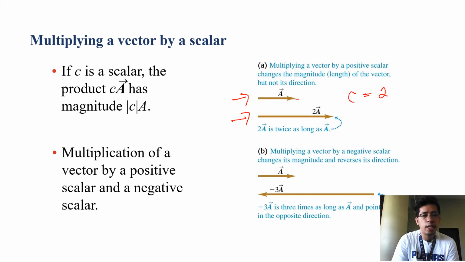Multiplication of a vector by a positive scalar and a negative scalar is different. If you're going to multiply a vector by a negative scalar, say for example C equals negative 3, you multiply your vector A by 3, meaning your vector now will be three times as long as A. But since you're multiplying it with a negative scalar, the direction of your vector will change, as shown here. That is, multiplying a vector by a scalar is just straightforward.